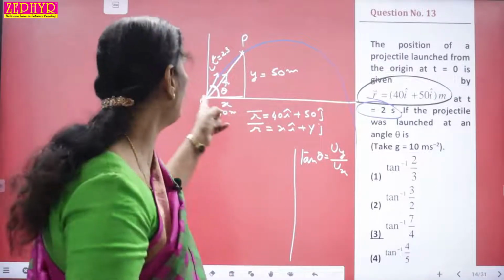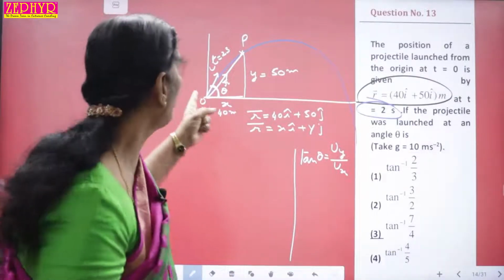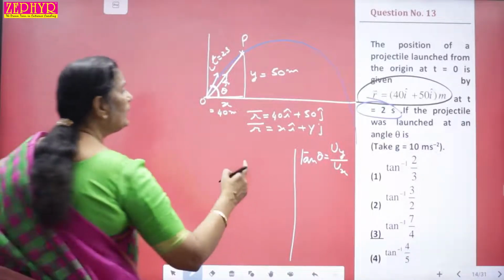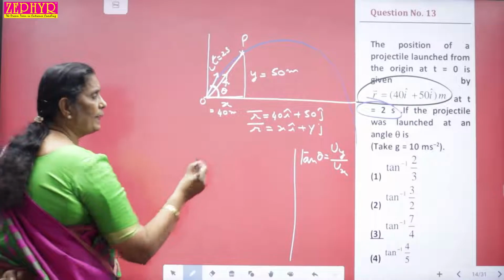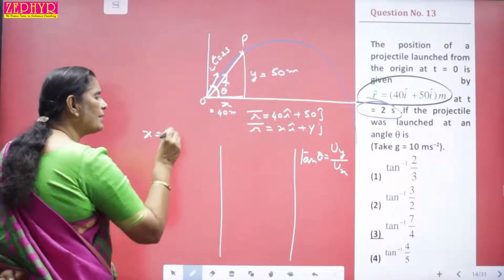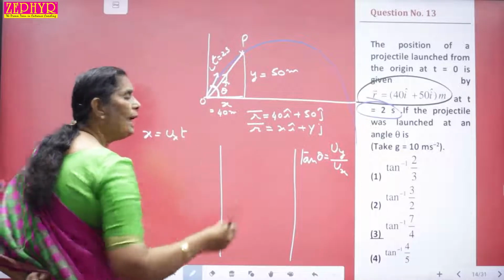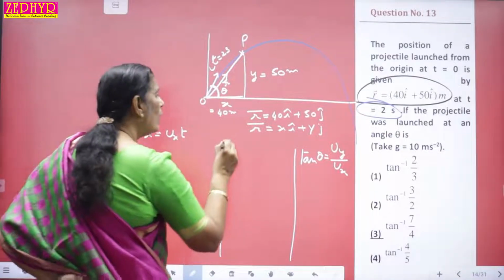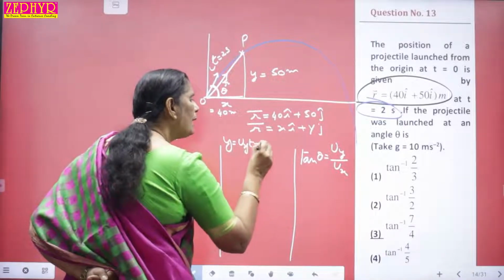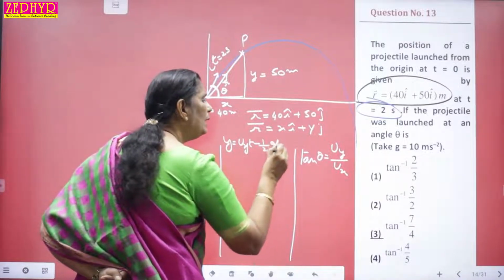No, it's entirely different. Observe carefully. There's a lot of difference between the blue line and the white line. Okay, yes. So for that we have to use the basic equations. In projectile motion you would have studied x is equal to uxt, because we don't have ax. And y is equal to uyt minus half g t square.